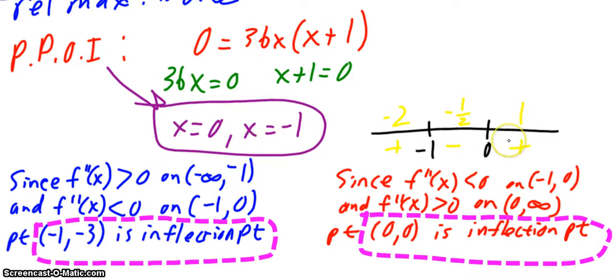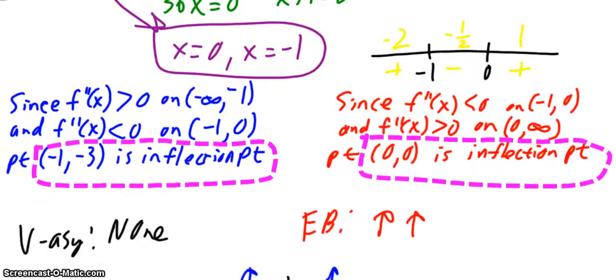So then I used my increasing decreasing chart for the second derivative, and I have a sign change around each one of those, so I have 2 inflection points. So using my derivative speak, since f double prime of x is greater than 0 on negative infinity to -1, and f double prime of x is less than 0 on -1 to 0, the point -1, -3 is an inflection point. Since f double prime of x is less than 0 on -1 to 0, and f double prime of x is greater than 0 on 0 to infinity, the point 0, 0 is an inflection point.